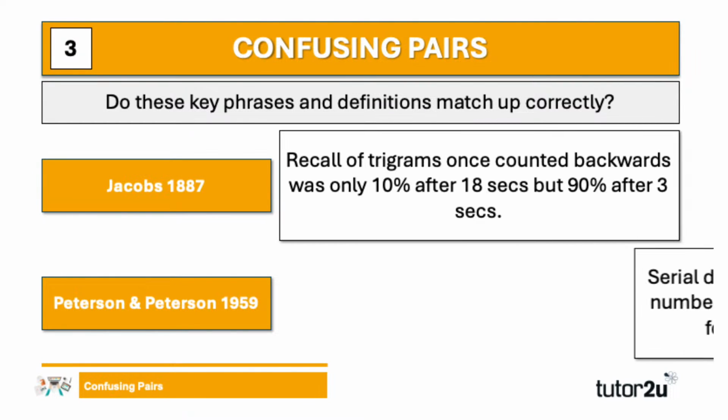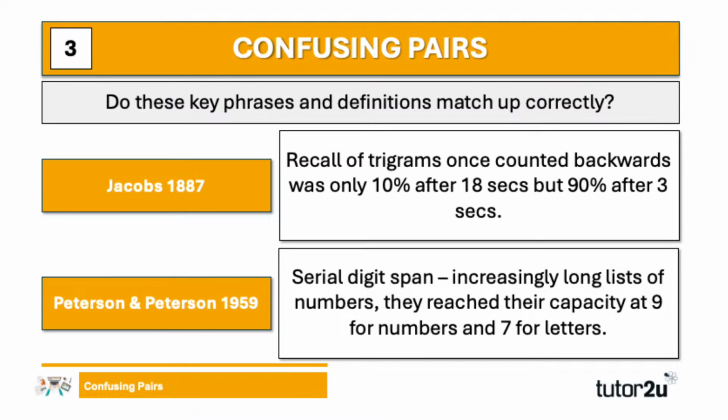Let's have a look at 3. All right, so be careful here because these sometimes get a bit muddled. So we've got Jacobs' study, recall of trigrams, once counted backwards, was only 10% after 18 seconds, but 90% after 3 seconds. And Peterson for the serial digit span, increasingly long list of numbers. They reach their capacity at 9 for numbers and 7 for letters.